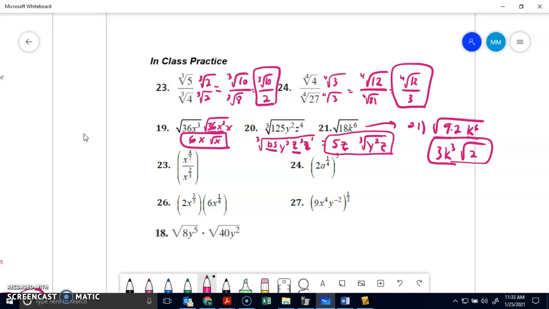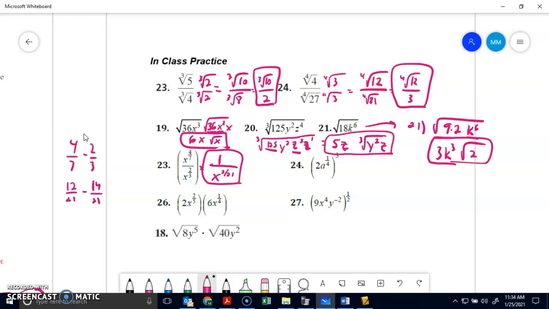We have some rules of exponents to do. When we divide, we subtract. 4 sevenths minus 2 thirds. Common denominator is 21, so it's 12 21sts minus 14 21sts makes negative 2. And we know negative exponent means reciprocal, so it's going to be 1 over x to the 2 21sts.